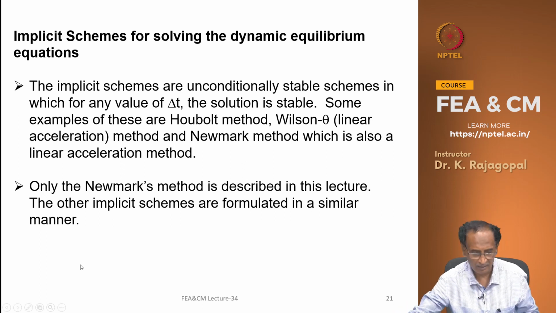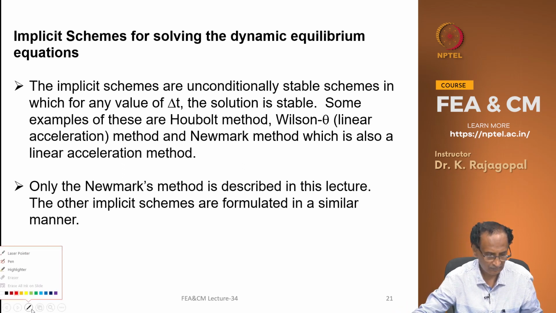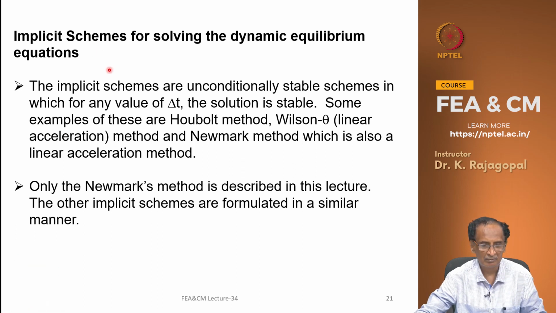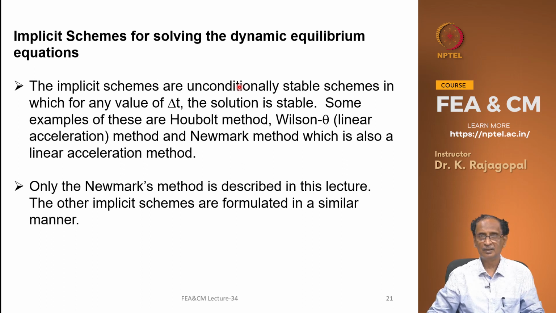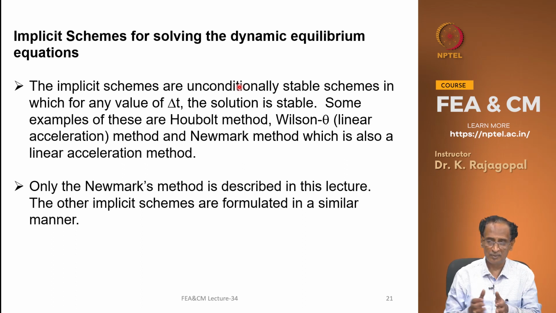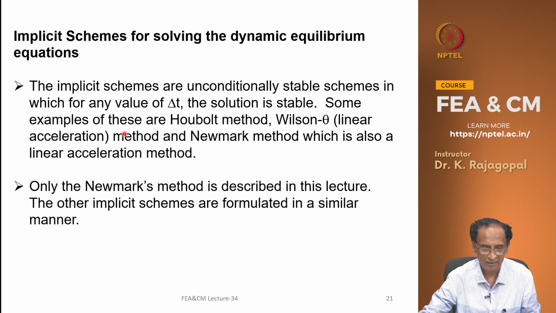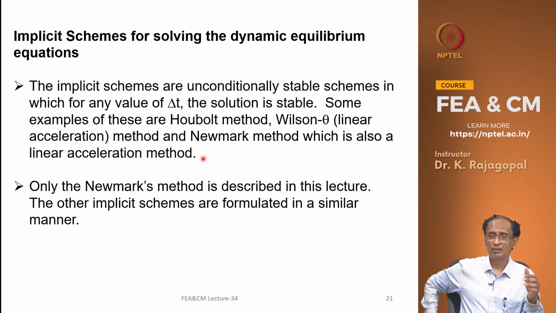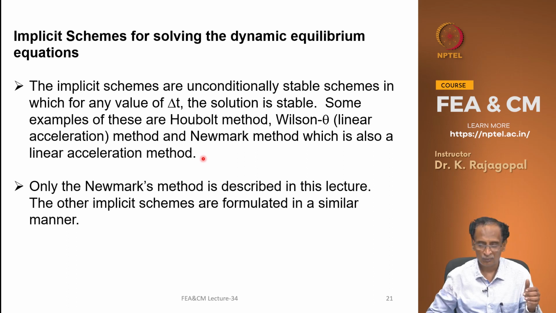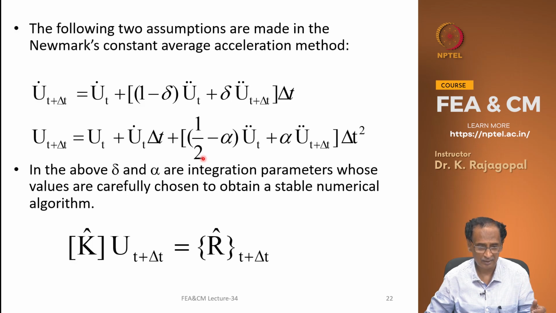And there are other methods called implicit methods. These implicit schemes are unconditionally stable. Whatever may be the delta t, you get a stable solution. Some methods are by Houbolt, Wilson theta, and then Newmark's method. In this lecture, I am explaining only Newmark's method. The other methods are very similar to Newmark's method, and you can refer to any good textbook for getting the details of the other methods.